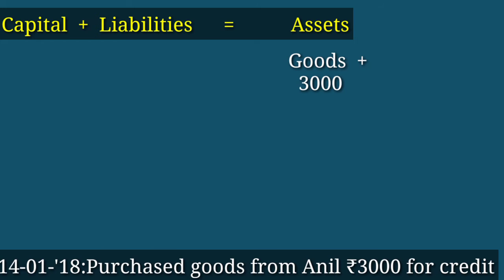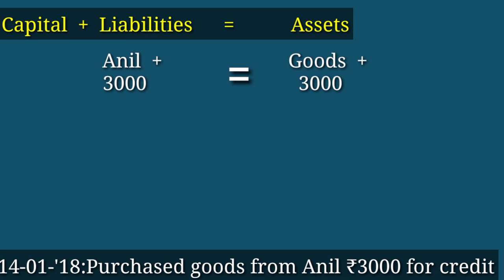We are not paying Anil, so Anil is a creditor. So increase the creditor or increase the liability. The creditor name is Anil. So Anil, creditor increasing rupees 3000 and the goods also increasing 3000. The accounting equation: creditors 3000 equal to goods 3000. The accounting equation is correct.